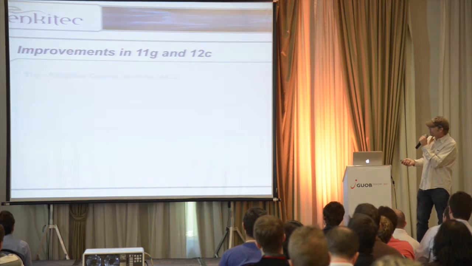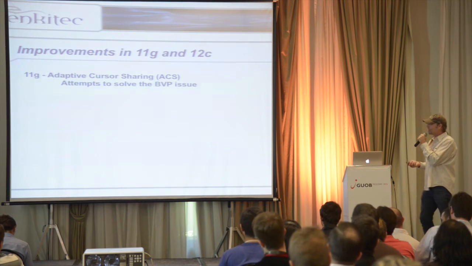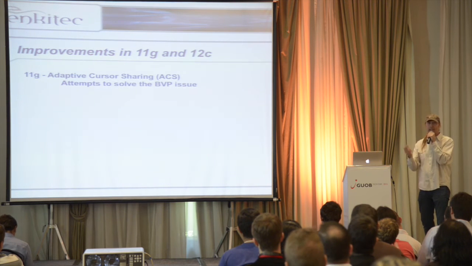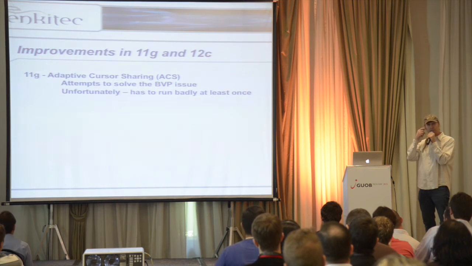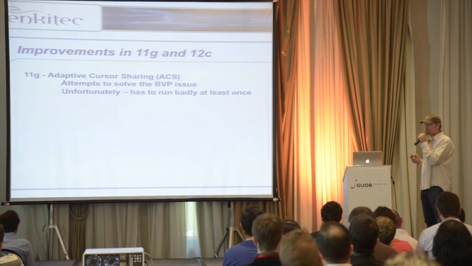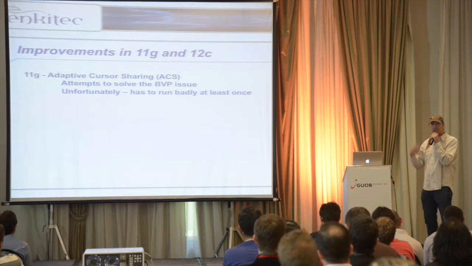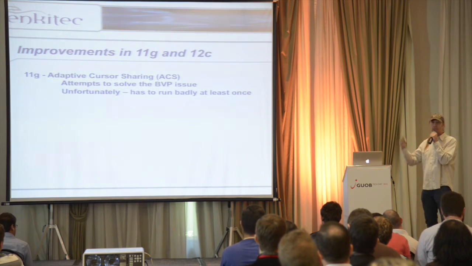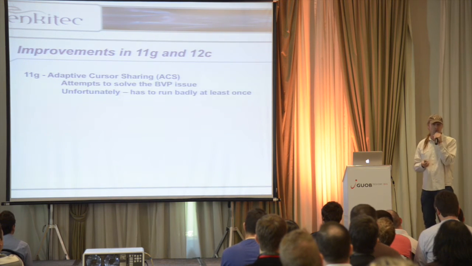Anyway, so the improvements in 11 and 12, this adaptive cursor sharing thing helped a lot, right? And what it does is it tries to notice that, hey, I've got two different plans here that might work, right? The problem with it is that it doesn't notice until it's run really badly at least once, right? So in general, 11 doesn't suffer too much from it because most of our systems tend to stay up for long periods of time, and it settles down pretty quickly once you start running queries, right? But you do have to run the query at least one time badly before it will notice.